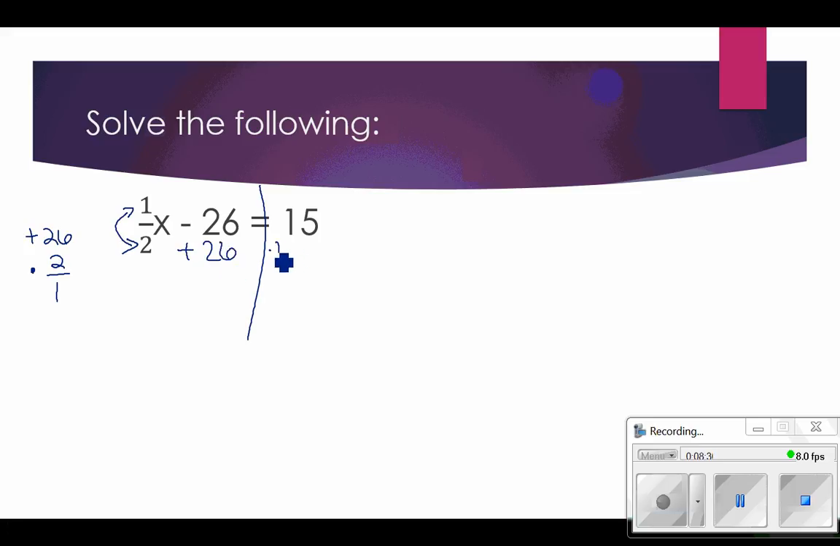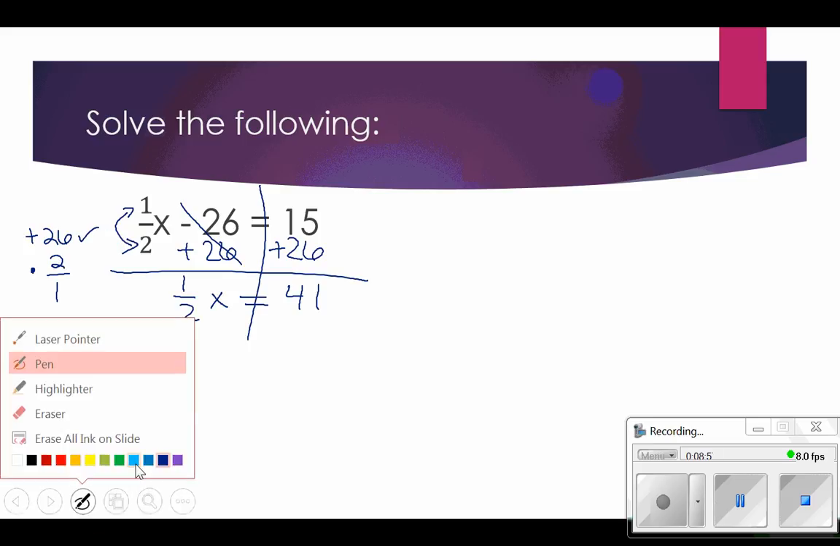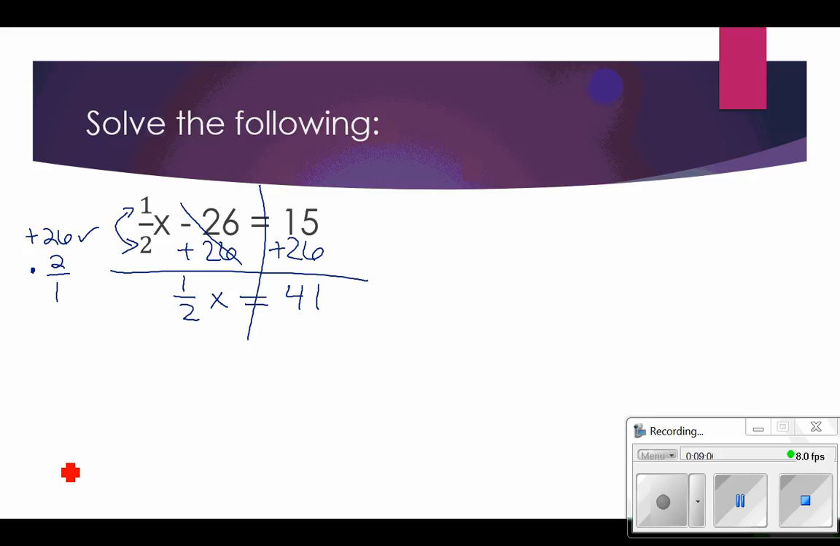Plus 26, plus 26, draw a line and cancel. 1/2 x equals, and I'm going to add these two together, and that gives me 41. So I've done the plus 26. My second step is to multiply by the reciprocal, which is 2/1. Multiply, multiply, 2/1, and cancel.